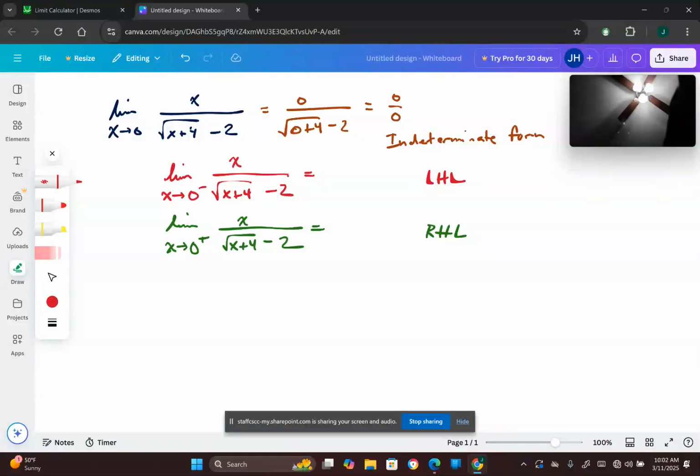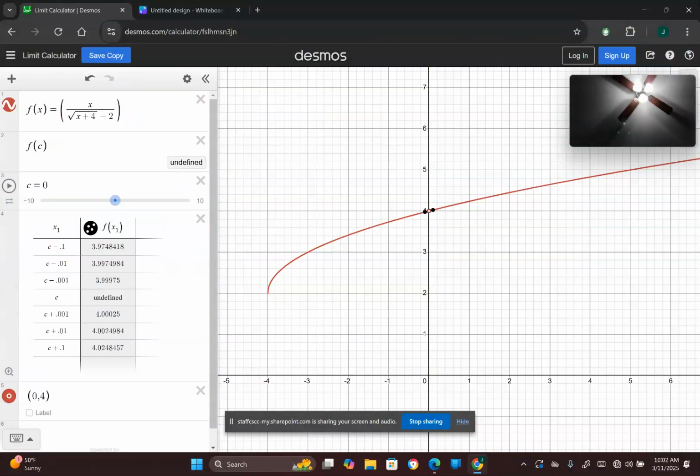And what we're going to do is look at the graph. So what I did was I punched this function into Desmos, and we got a graph. Now, when you look at this graph, as you approach 0, there's going to be a hole right there. And why is it a hole? Because if you plug in 0, you're going to get nothing.